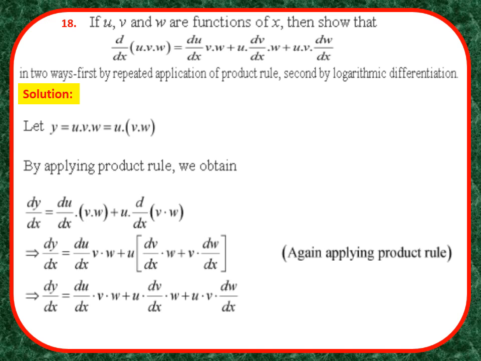First into the differentiation of second plus second into the differentiation of first. So we get dy upon dx as du upon dx into v into w plus u into dv upon dx into w plus u into v into dw upon dx, which is the required proof. Clear? So this we have proved using the product rule.